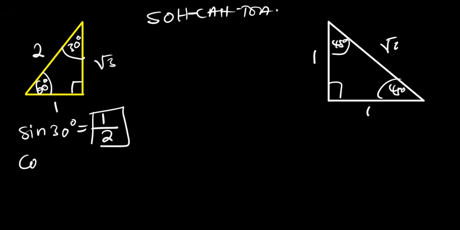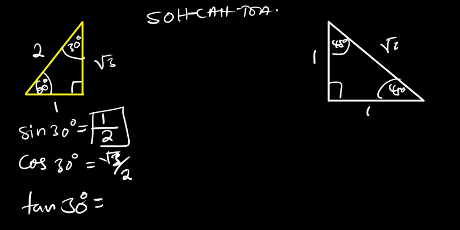Then let's now go to cos 30 degrees. Cos is adjacent over hypotenuse, adjacent is root of 3, divided by the hypotenuse, which is 2. So cos 30 is root of 3 over 2. Then tan 30, tan is opposite, so opposite is 1, divided by the adjacent, which is root of 3.